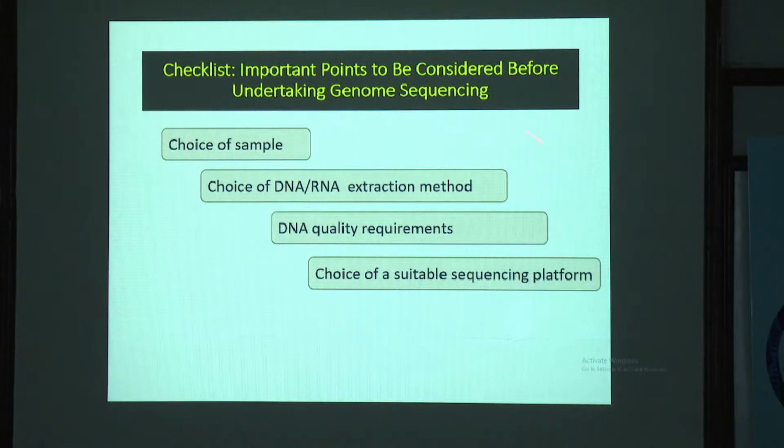Then the second important point is the choice of method. Which method you are using, whether you are using a kit or some other method, what buffer you are using, what is the pH of your buffer. The small things are very important, and you have to take care of them. And then quality requirements. You extracted the DNA, but for example the recommended ratio should be 1.8 to 2 and you are getting 1.5, and you quietly send it without telling your supervisor, then what will happen?